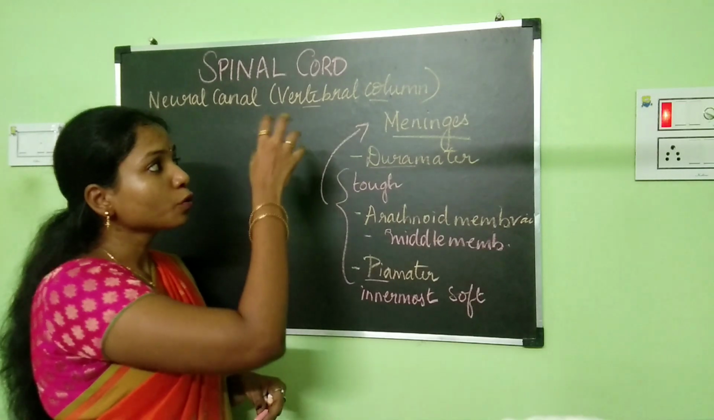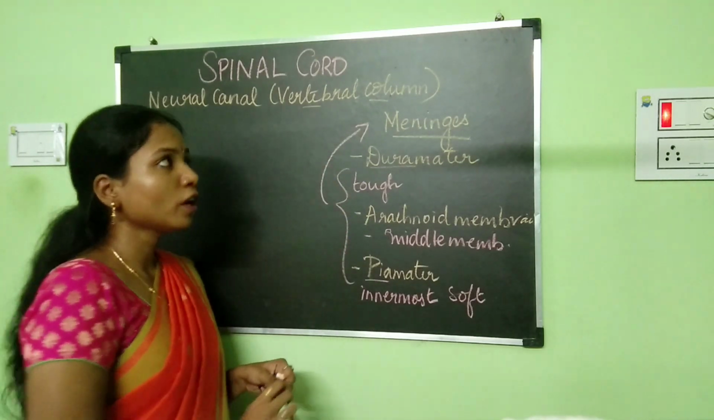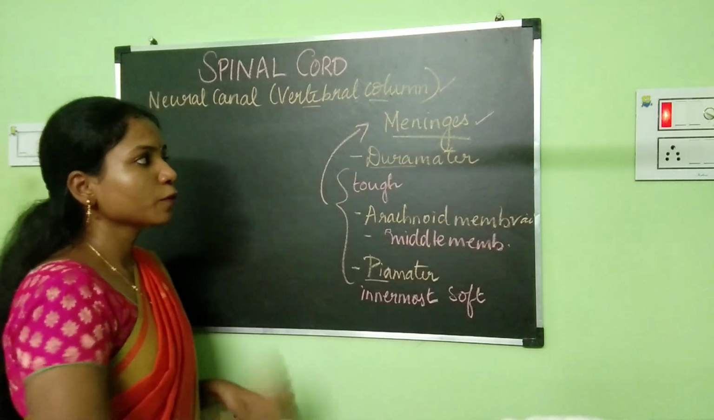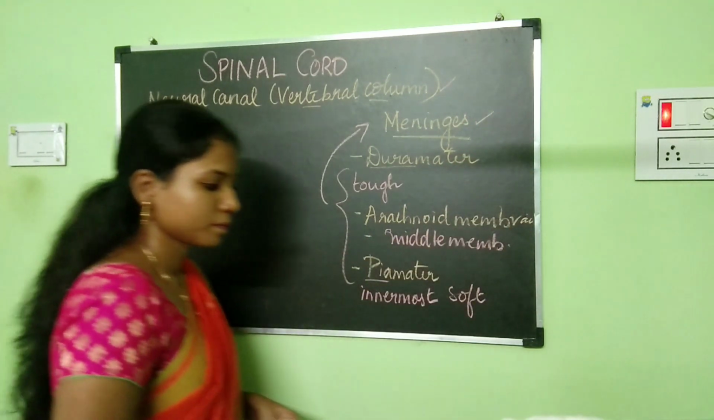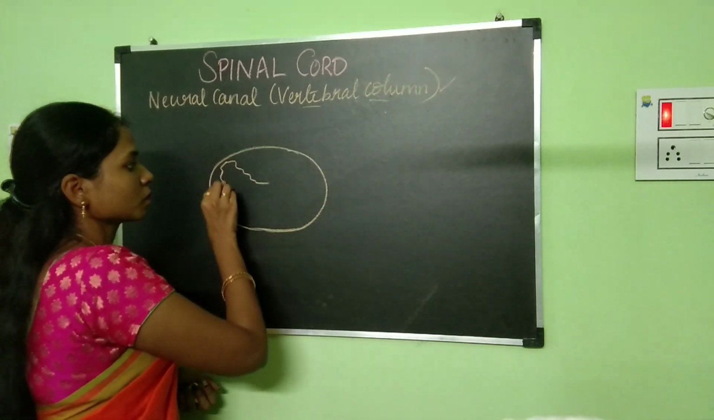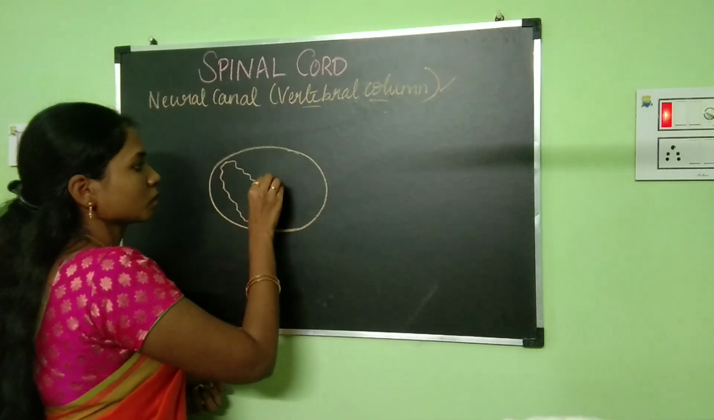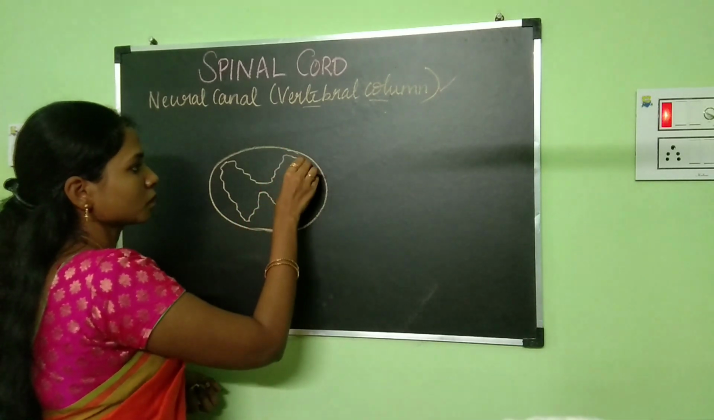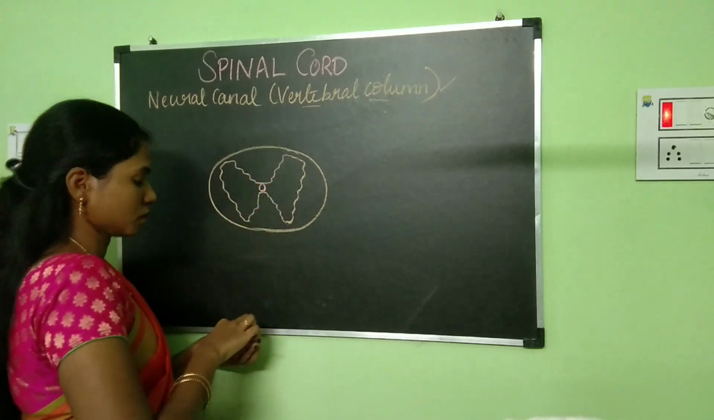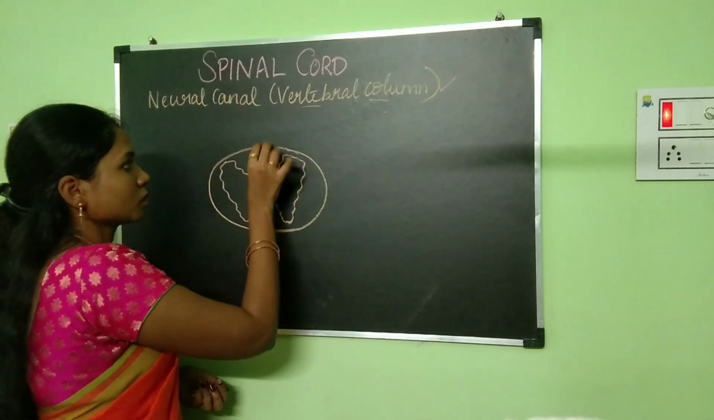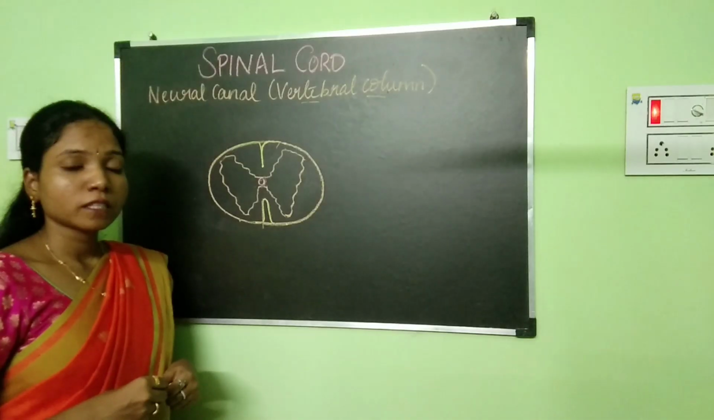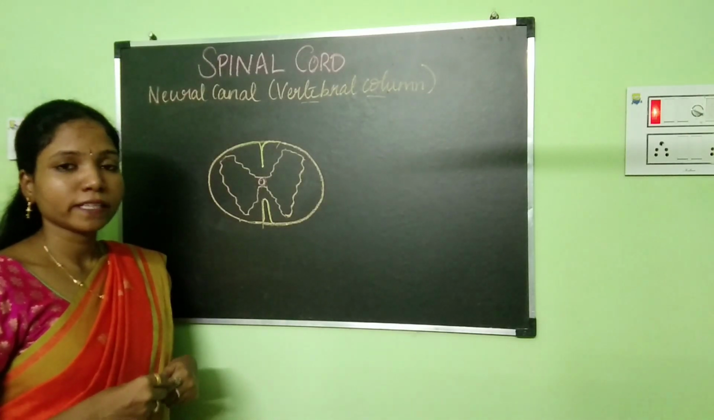So there are 2 important parts which are protecting the spinal cord. One is the vertebral column and the other one is the meninges. Now let's take a look at the structure of the spinal cord. The spinal cord is thin, long and cylindrical.